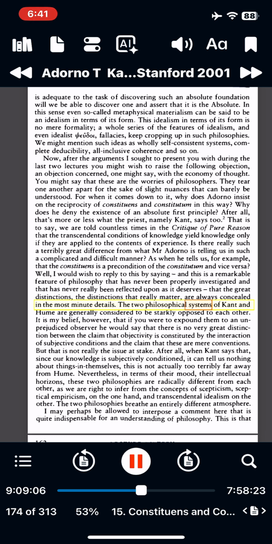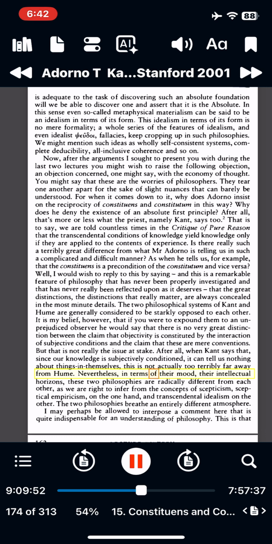The two philosophical systems of Kant and Hume are generally considered to be starkly opposed to each other. It is my belief, however, that if you were to expound them to an unprejudiced observer, he would say that there is no very great distinction between the claim that objectivity is constituted by the interaction of subjective conditions and the claim that these are mere conventions. But that is not really the issue at stake. After all, when Kant says that, since our knowledge is subjectively conditioned, it can tell us nothing about things in themselves, this is not actually too terribly far away from Hume.